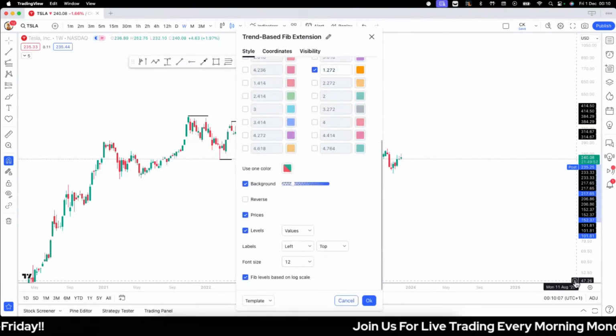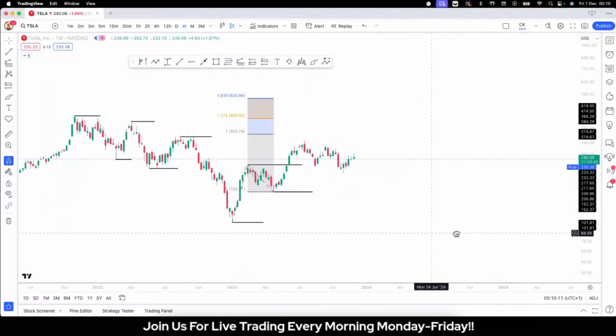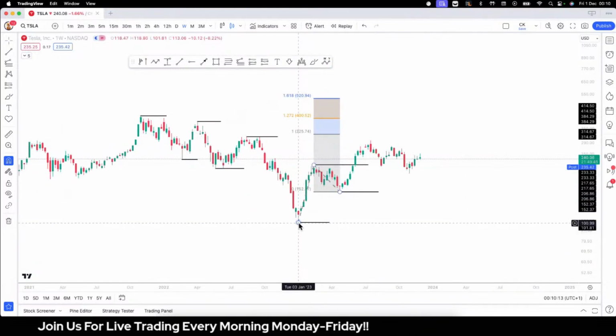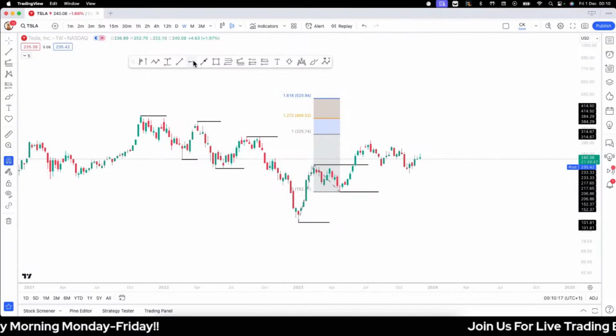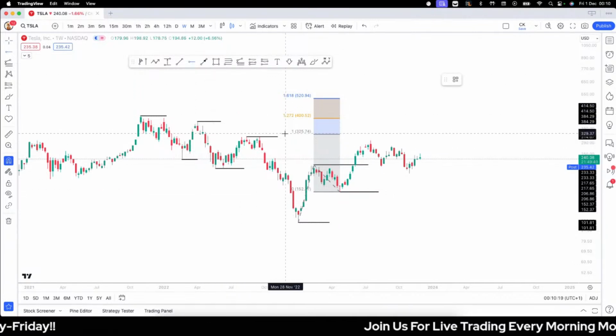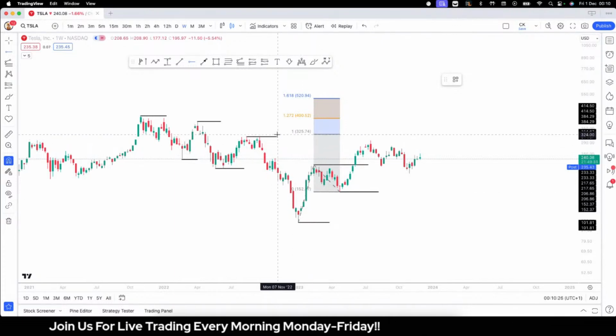So again, with a chart on logarithmic and Fib levels based on a log scale. If this is a low and this is a high and this is my higher low, then those trend-based Fibs basically project upside to the 1 Fib, the 1272, and the 1618. So that is the measurement where the trend should find some resistance here.